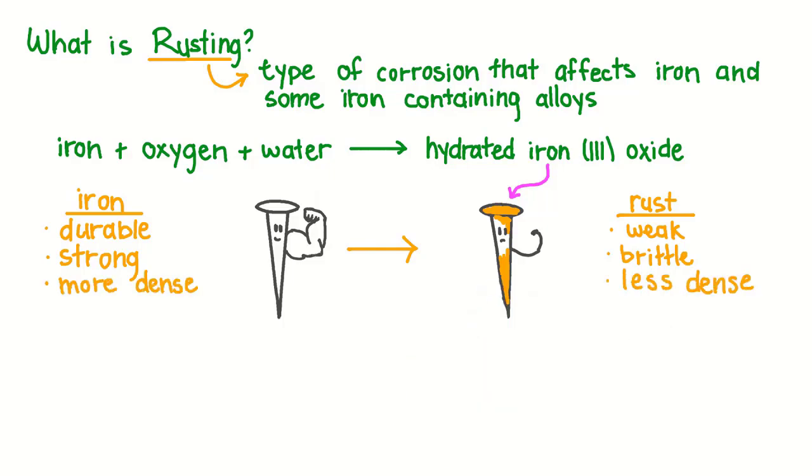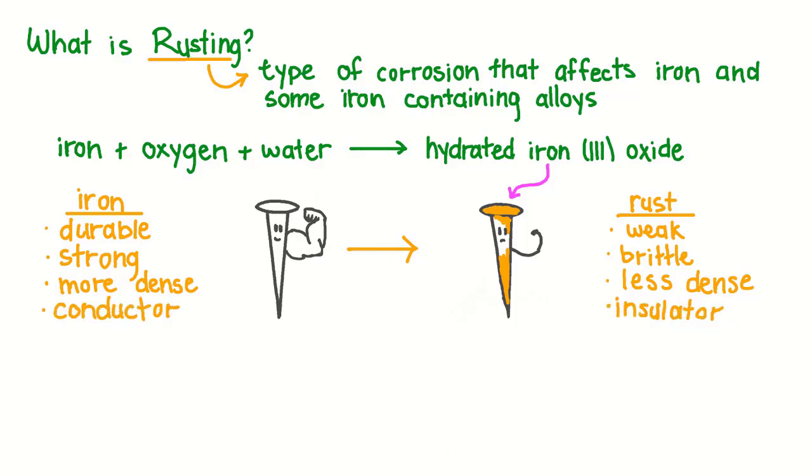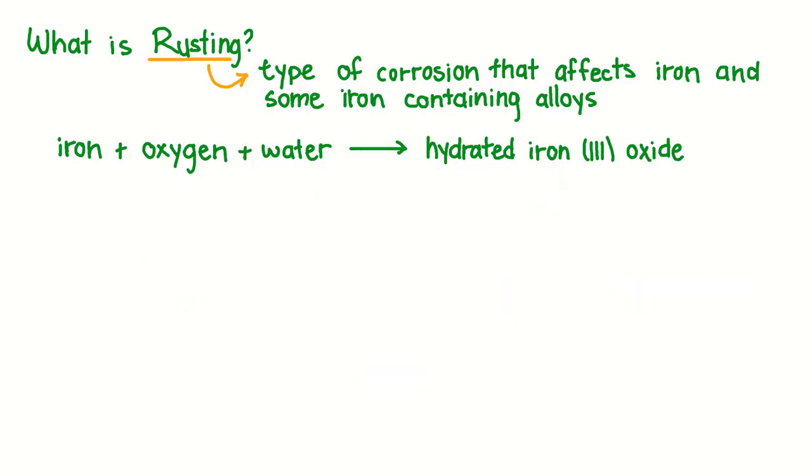Iron is also more dense than rust is. This means that rust has a greater volume than the same mass of iron will, so iron expands when it rusts. An iron part that expands when it rusts could cause damage to surrounding parts. Another difference between iron and rust is that iron is a conductor while rust is an insulator. So a part that's made of iron won't be able to conduct electricity if it rusts. Rusting can also cause parts to become stuck together, something you may have encountered if you've ever tried to unscrew a rusty bolt.